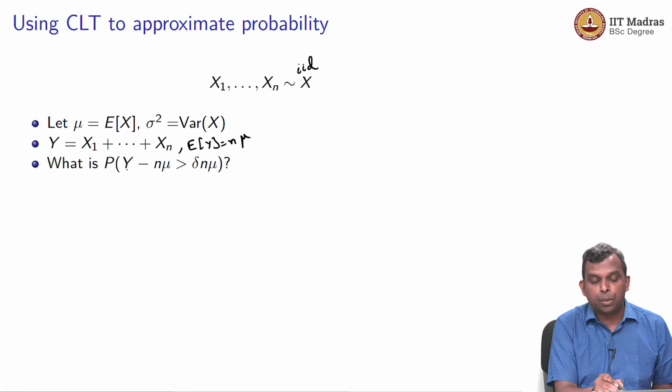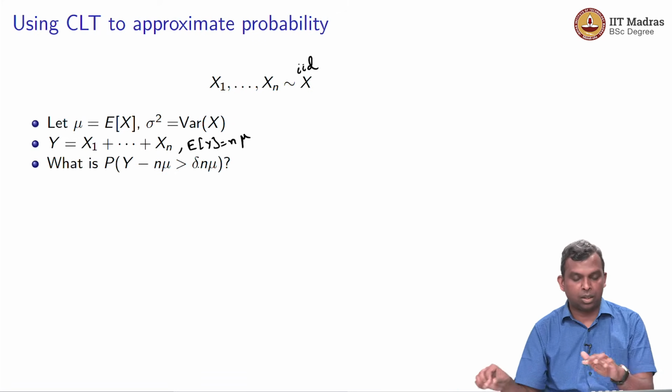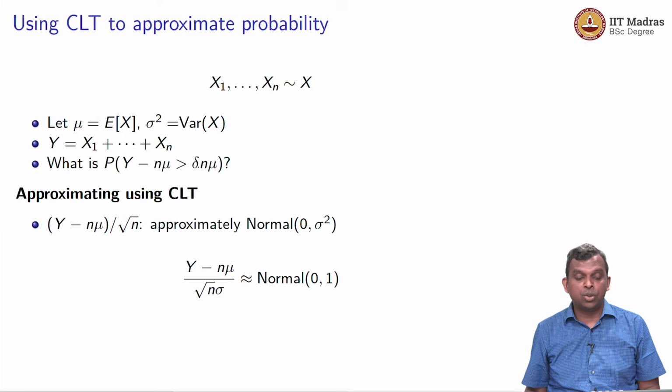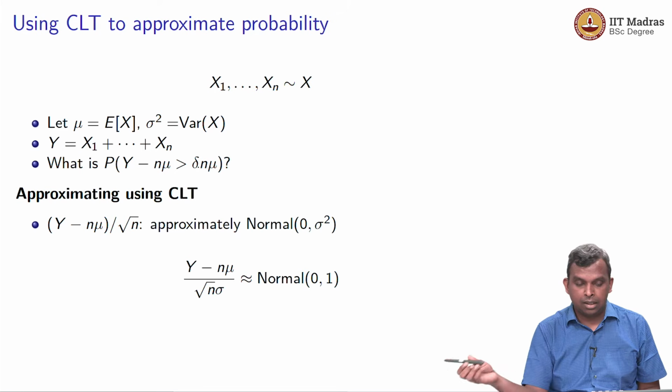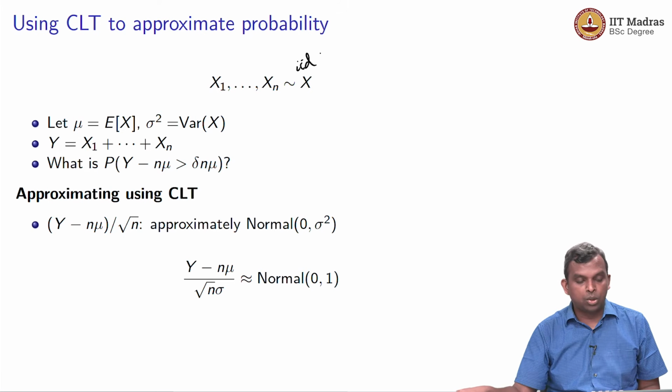Okay. So what is the probability that y minus n mu is greater than delta times n mu? Delta will be some fraction, we'll pick it as 0.6, whatever. This is the question we've asked before. So how do you use the CLT for the approximation? It's again IID. Okay. How do you use the approximation?